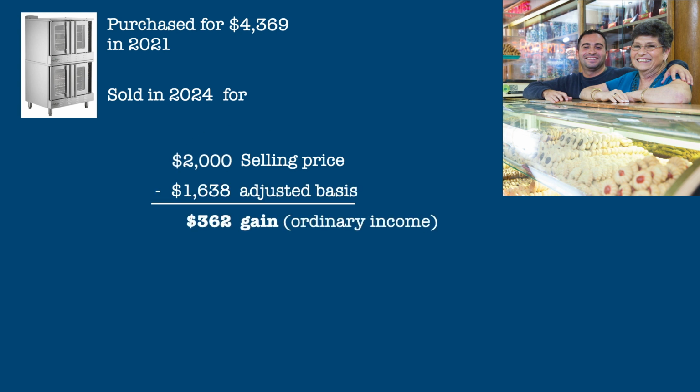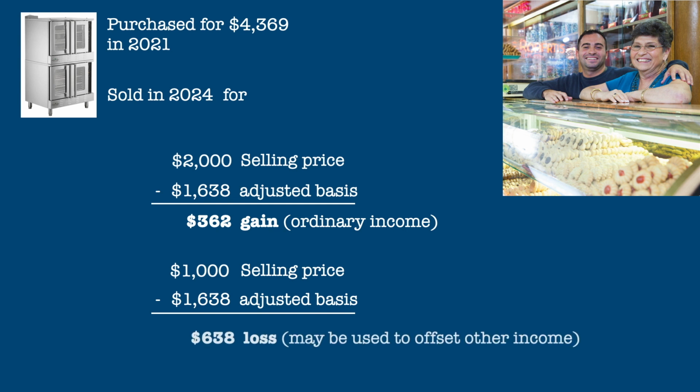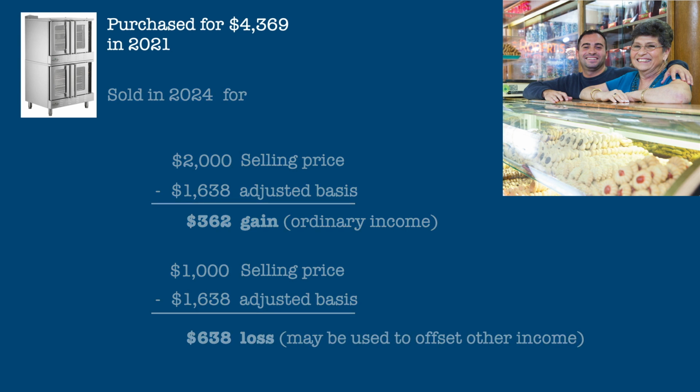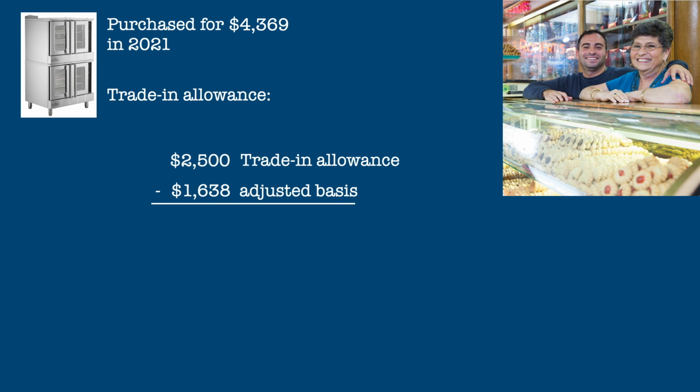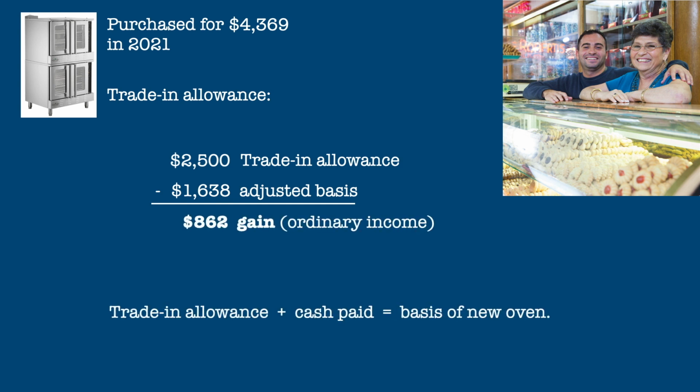So if Alice and Ralph sold the oven for $2,000, they would realize a $362 gain, which would be reported as ordinary income. If they could have only gotten $1,000 for the oven, they would have a $638 loss they could use to offset other income. If Alice and Ralph traded in their oven and received a $2,500 trade-in allowance, that allowance would be the selling price of the oven, giving them a taxable gain of $862. The trade-in allowance, plus any cash they paid to purchase the new oven, becomes the depreciable basis of the new oven.